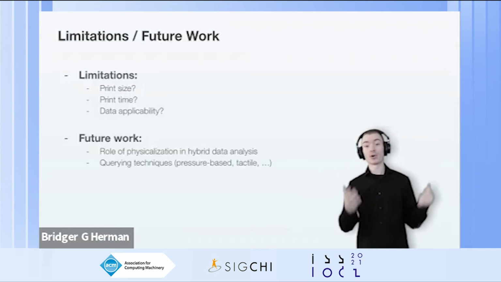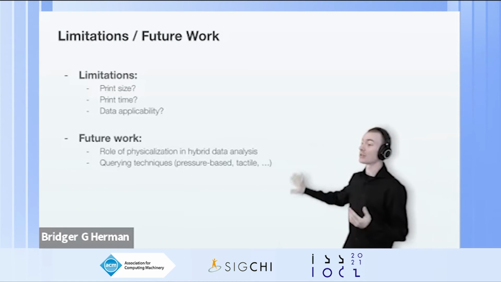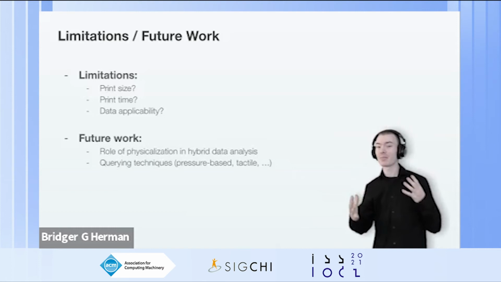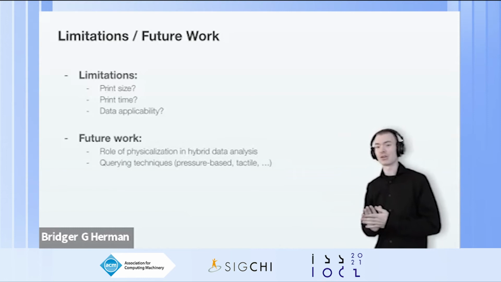The print time may also be limiting in some workflows, such as this Antarctic print that we've been using as an example throughout the rest of the talk. It was only 6 centimeters tall, but it took about 2 days to print at a high resolution layer height of 0.15 millimeters.